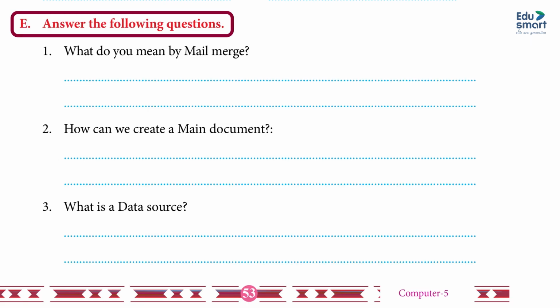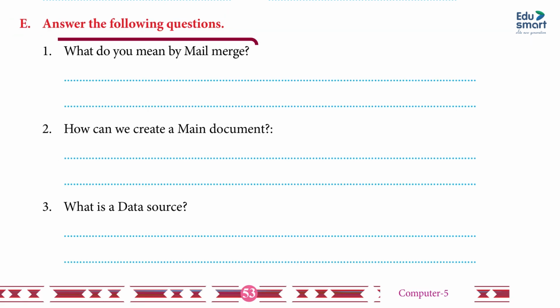D. Identify and label the following buttons. E. Answer the following questions. 1. What do you mean by mail merge? Answer: You can use mail merge to customize a batch of documents for each recipient. One way to personalize a form letter is to address each recipient by name. A data source is connected to the document such as a list, spreadsheet or database.